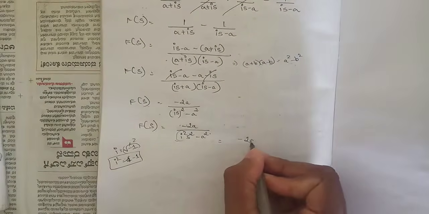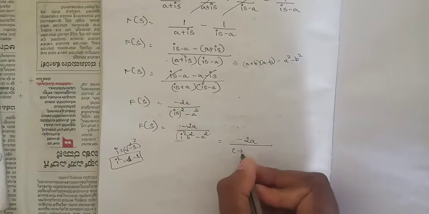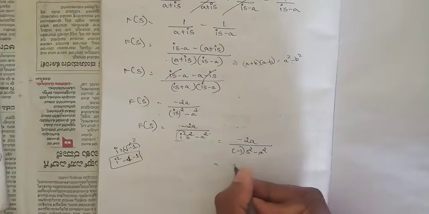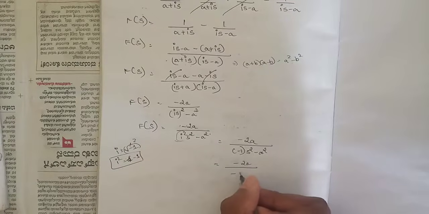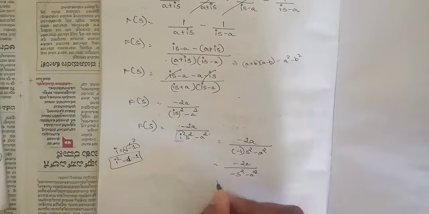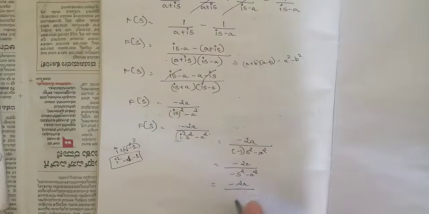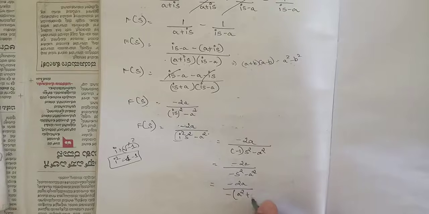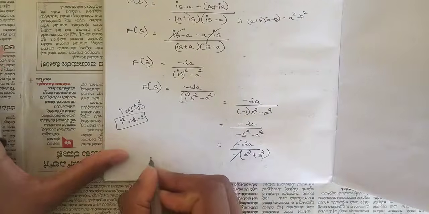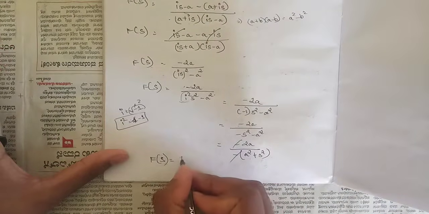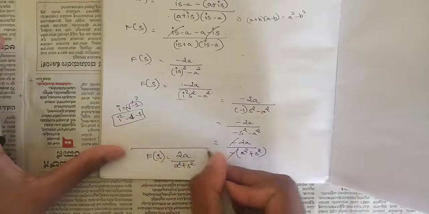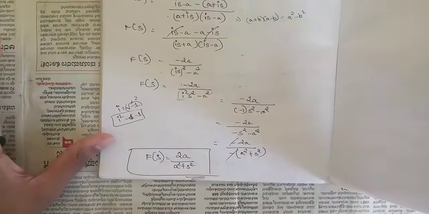So this becomes minus 2a divided by minus 1 into s square minus a square, that is equal to minus 2a divided by minus s square minus a square. I will take the minus sign common and write it as a square plus s square, and cancel the minus term. So the remaining f of s, the final answer, is 2a divided by a square plus s square. This is your required answer for this question.